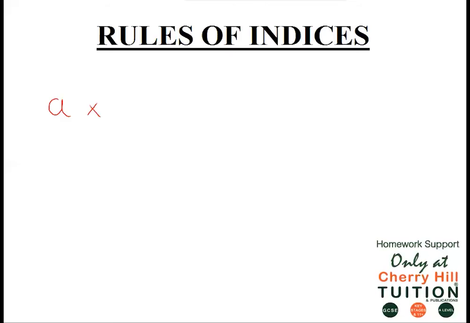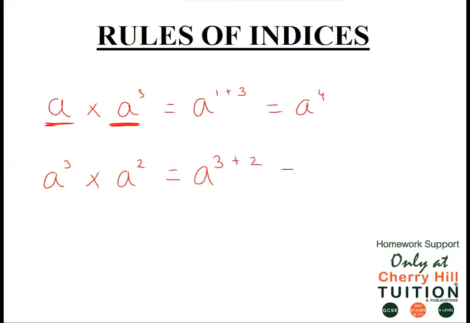A multiplied by a cubed is the same thing as a to the power of 1 plus 3, which is a to the power of 4. Okay, so when we're multiplying numbers that have the same base number, for example, a, we can add the powers in order to make it more simple. So another example would be a to the power of 3 multiplied by a to the power of 2 is the same thing as a to the power of 3 plus 2, which is a to the power of 5.